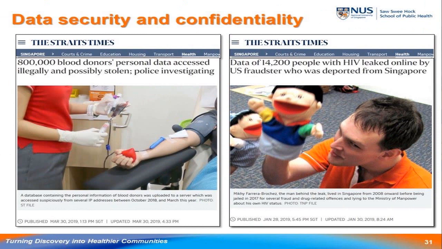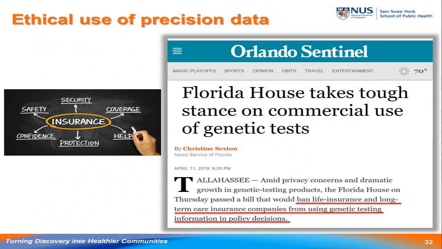I talk about data security, and in Singapore, that was one of our problems and one of our worries, because there was personal data that was accessed, and this data was subsequently shared on the internet, and it brought harm to some of the people. So data confidentiality will be a major challenge when we go into precision approaches.